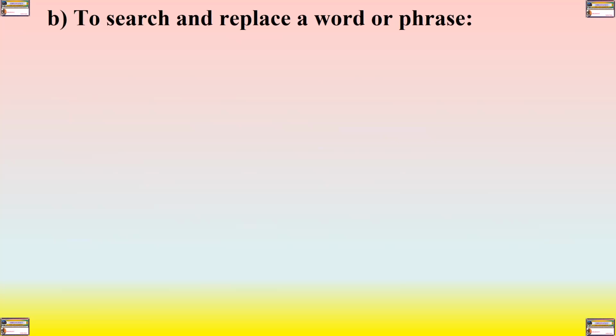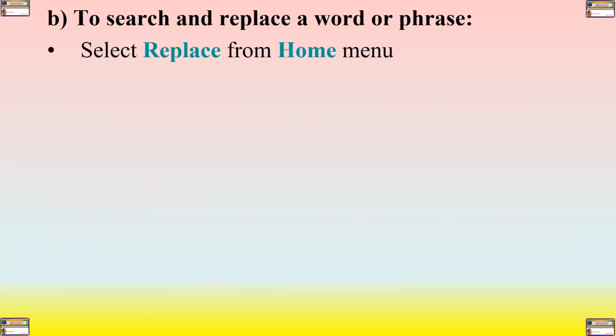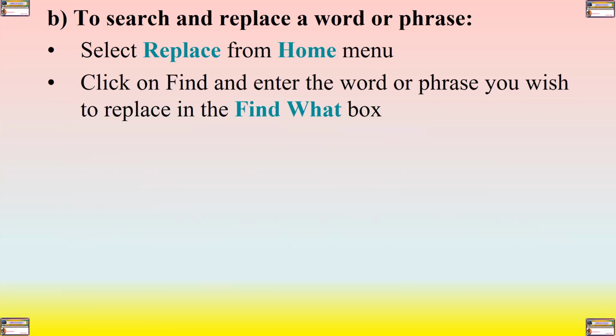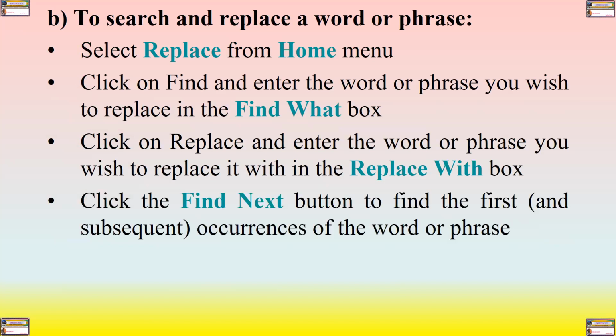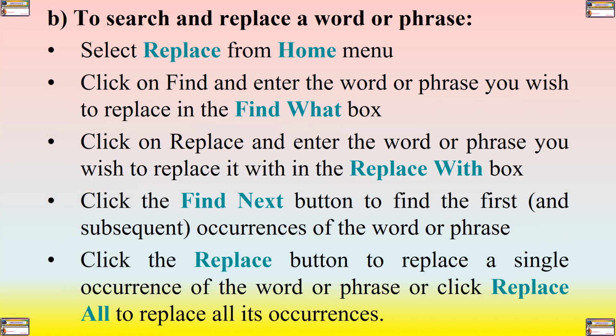To search and replace a word or a phrase, you select Replace from the Home menu. And then you click on Find and enter the word or phrase you wish to replace in the Find What box. You then click on Replace and enter the word or phrase you wish to replace it with in the Replace With box. Click the Find Next button to find the first and subsequent occurrences of the word or phrase.